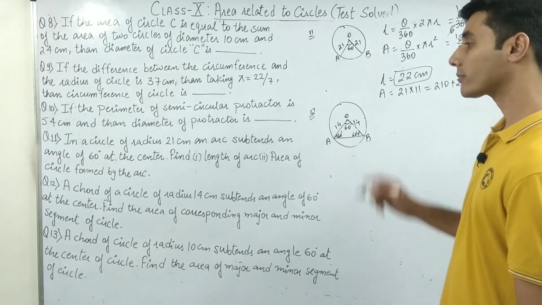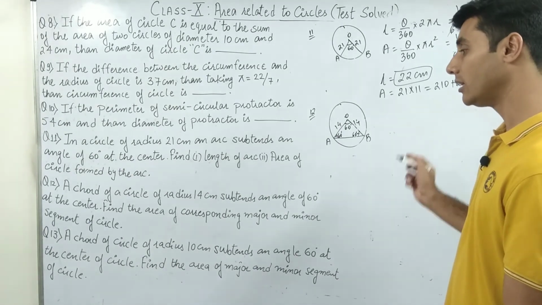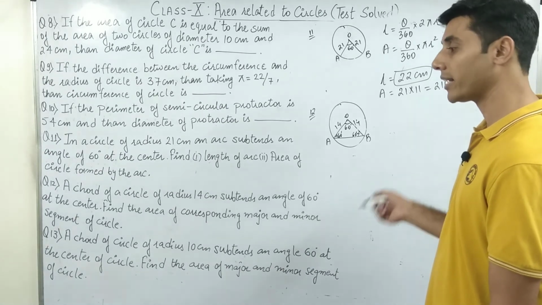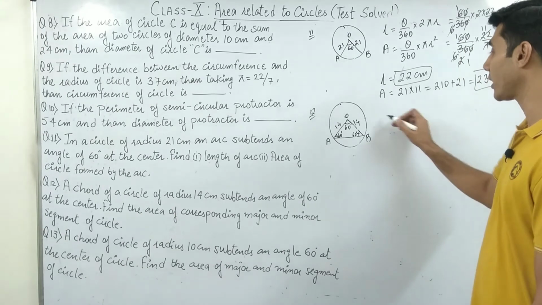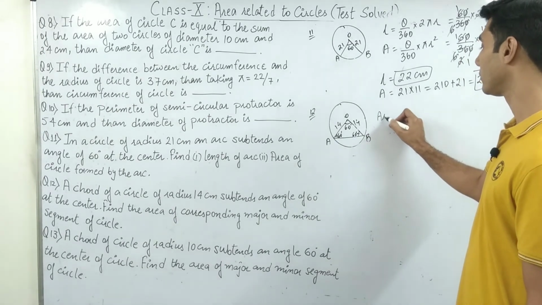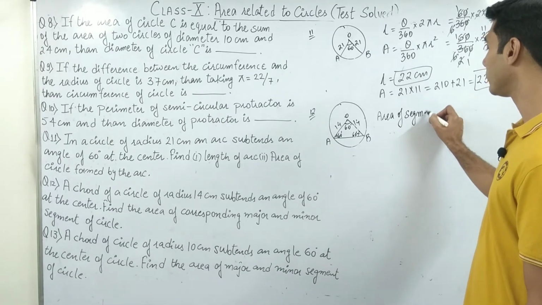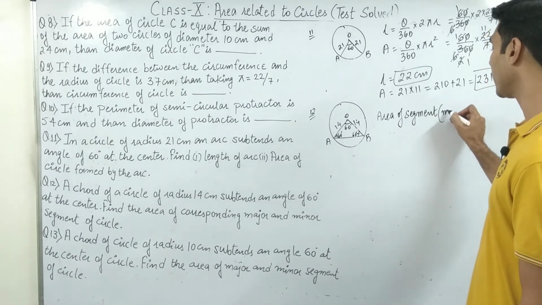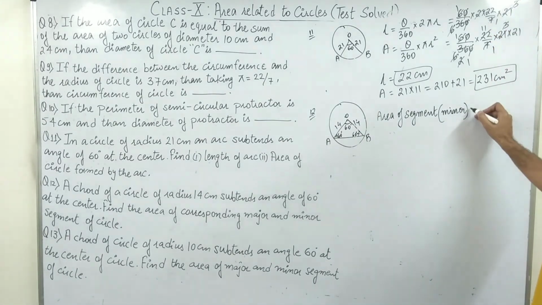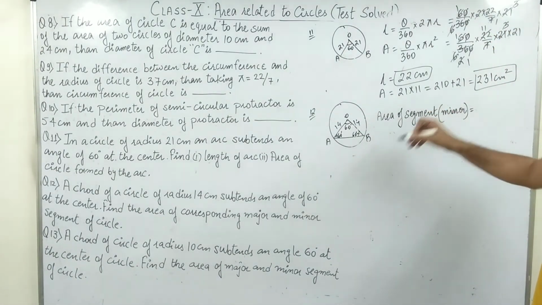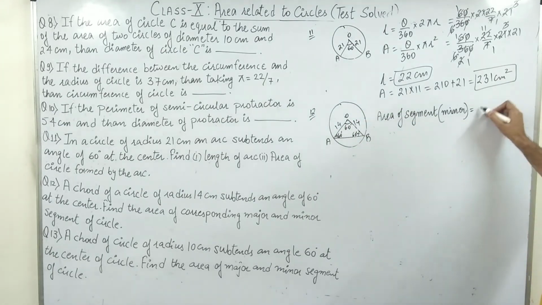Now a chord of a circle of radius 14 subtends an angle of 60 degrees at the center. Find the area of corresponding major and minor segment. So they are talking about segments, you have to find the segment. How do you find the formula for a segment? So area of the minor segment, what do you think it should be equal to? That is the area of the sector minus the area of the triangle.